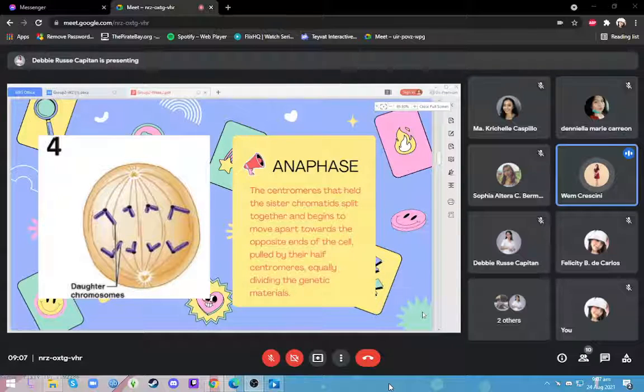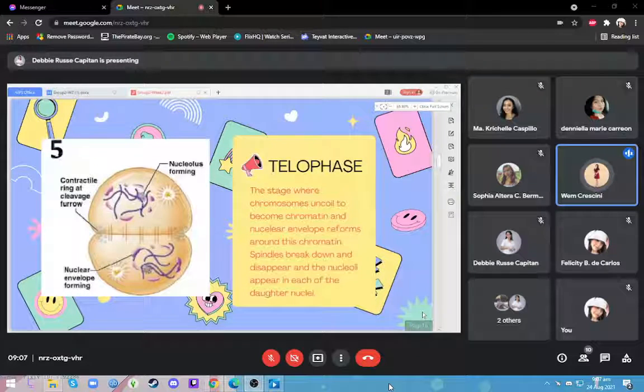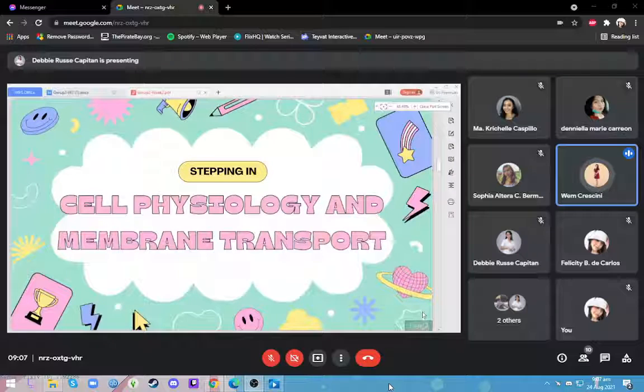Next is number five, the last one. The stage is telophase. As we can see, there is a nucleus forming, a contractile ring at the cleavage furrow, and a nuclear envelope forming. The major event is the stage where chromosomes uncoil to become chromatin and the nuclear envelope reforms around the chromatin, spindles break down and disappear, and nuclei appear in each of the daughter cells. That is all for the parts of the cell and the cell division.